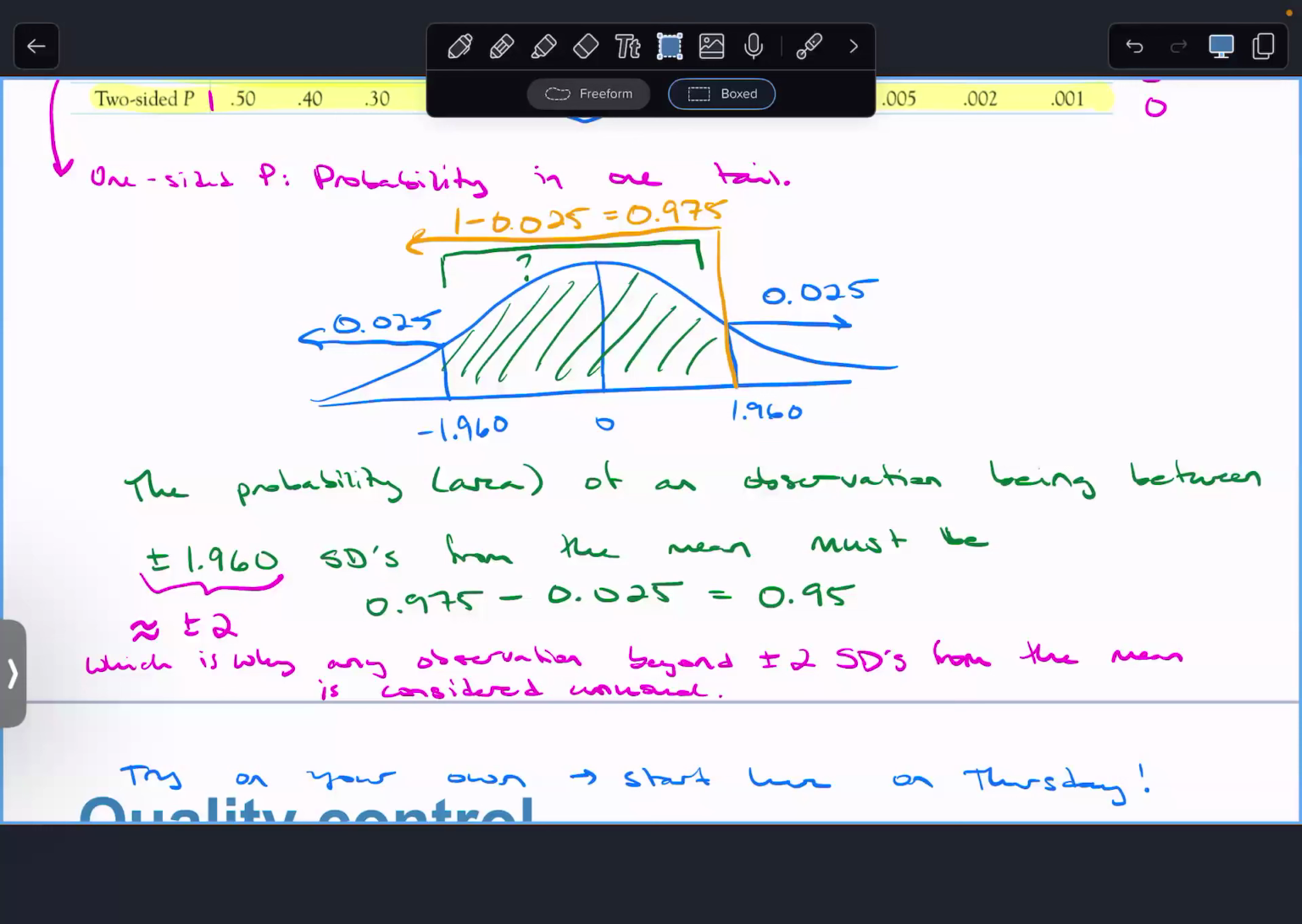But I'm saving it. Right, so it would be, what's the probability of a measurement being between here and here? And then you would find that area. But we're building up to that. That makes sense. Nice and steady.